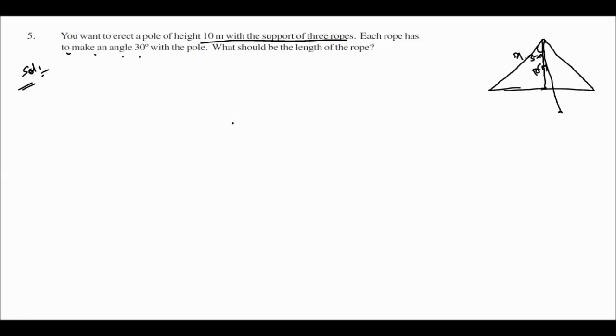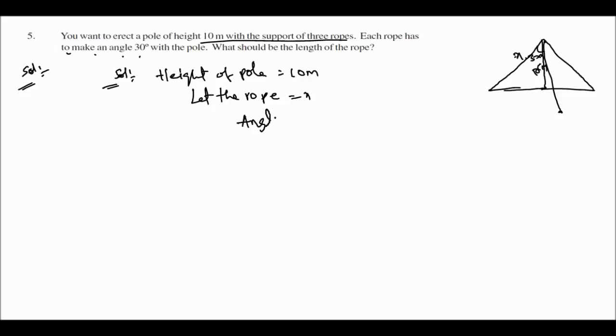So height of the pole is here, solution. Height of the pole is 10 meters. Okay, height of the pole is 10 meters. Let the rope be x. Okay, the angle made by each rope is 30 degrees. Angle is 30 degrees.